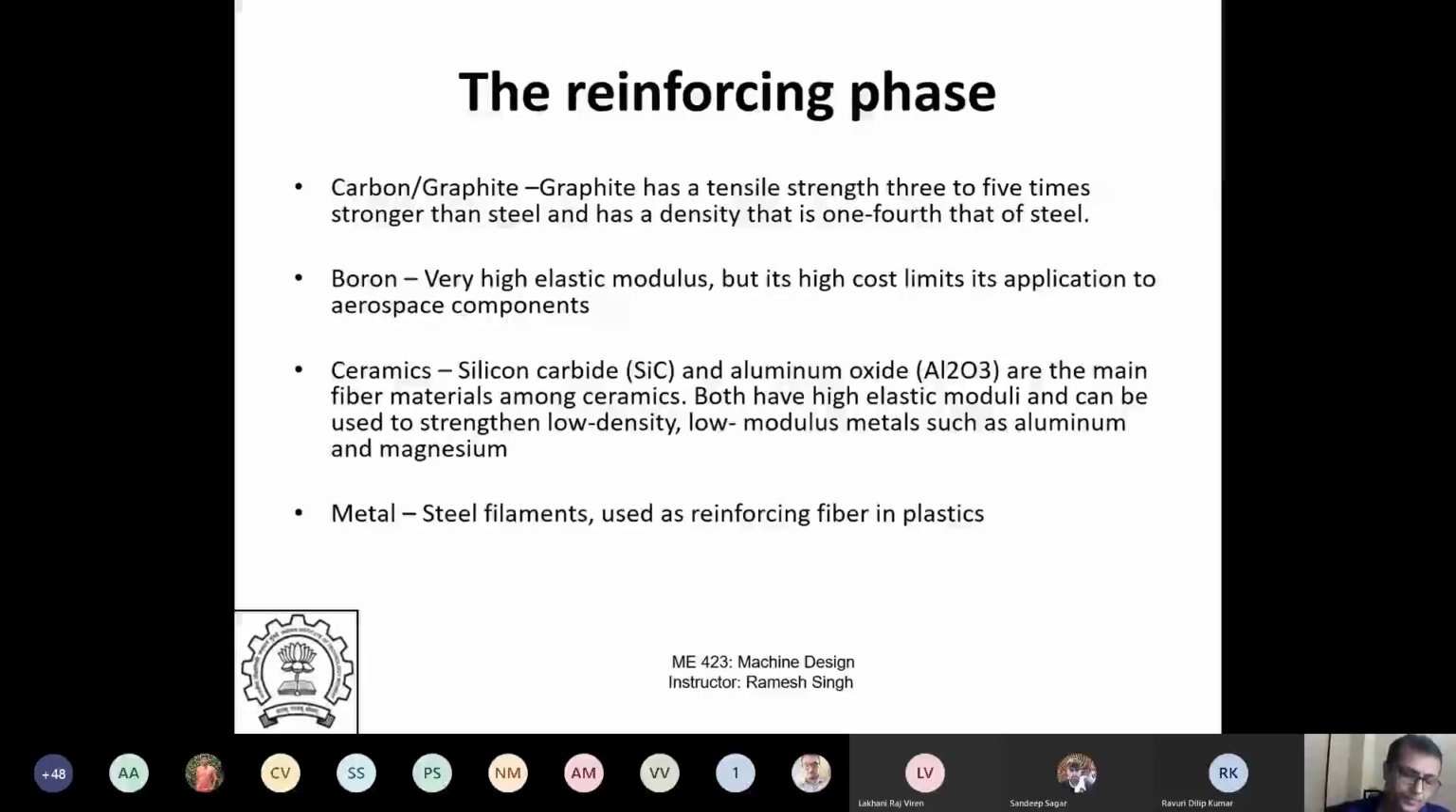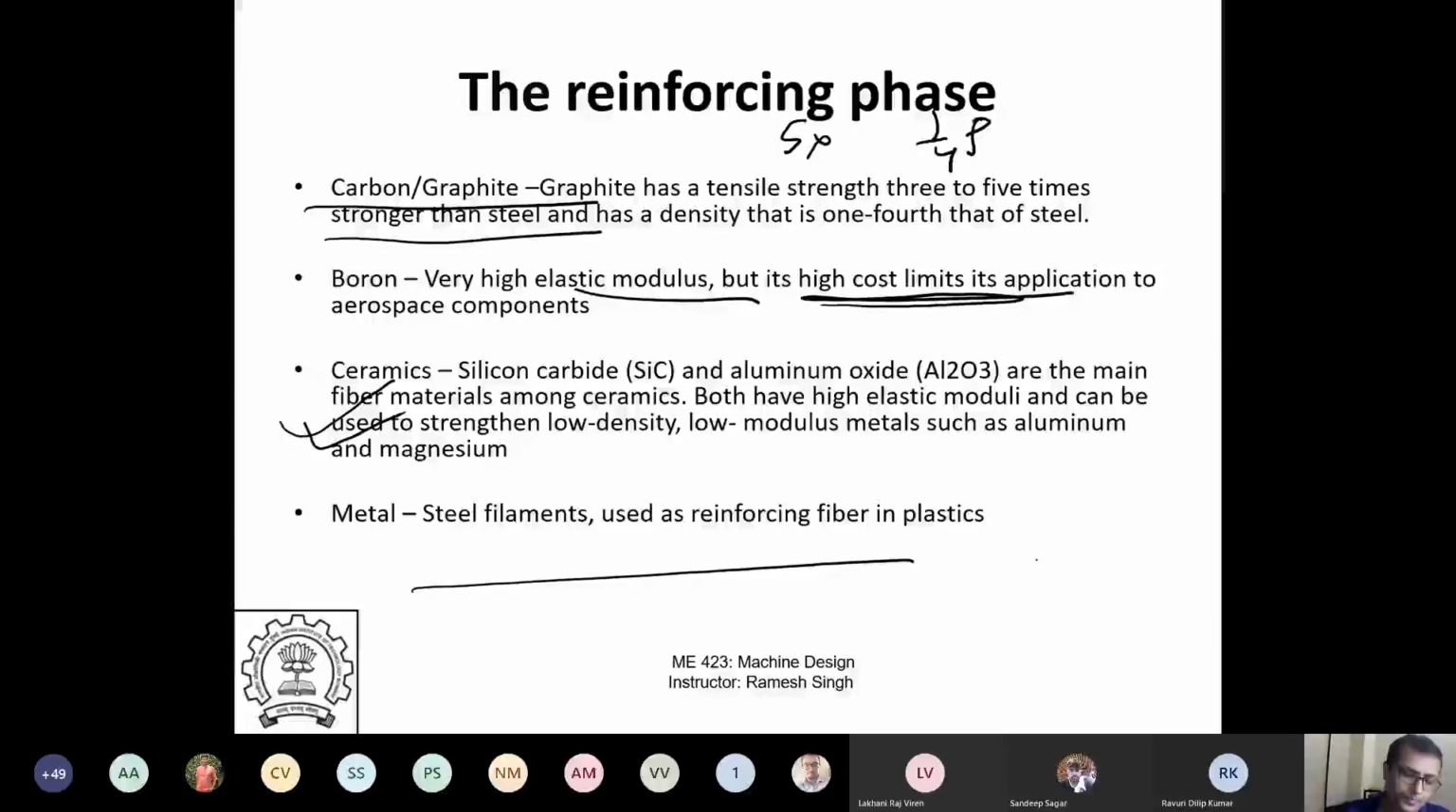You can also have even better reinforcing phases, carbon and graphite. So carbon has tensile strength 3 to 5 times than steel. So 5 times the steel, but density is 1/4. So you get very high strength to weight ratio. Boron has very high elastic modulus, but it has very high cost. So this is actually used only in defense. Then ceramics you can use silicon and aluminum, but these ceramic composites are typically used in high temperature components. And metals you can use in polymers. For some applications you actually use polymers which have steel fibers in it. So there can be various ways to go about in making composites.